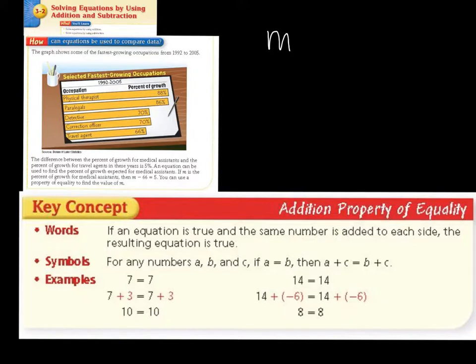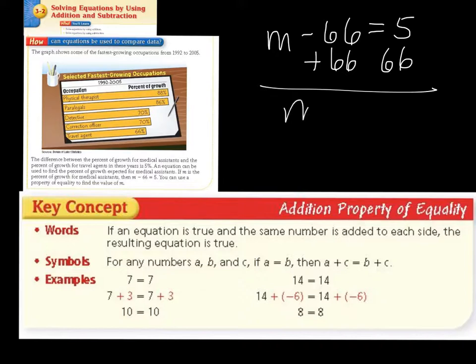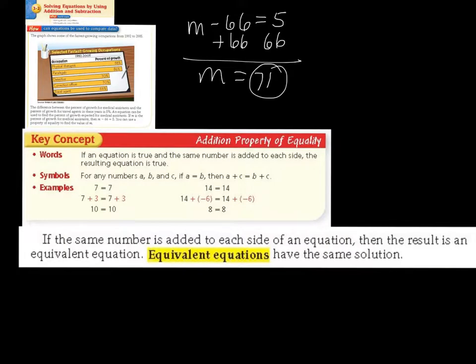Let's solve the equation they brought up. So m minus 66 equals 5. We would want to add 66 to both sides of the equation. And so we get m equals 71. If the same number is added to each side of an equation, the result is an equivalent equation. Equivalent equations have the same solution.